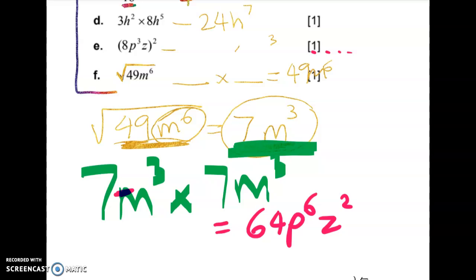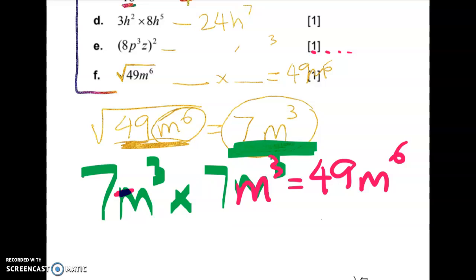Well, first of all, I should change my pen, shouldn't I? There. Well, I get back to 49m to the power of 6, right? Which is exactly what I'm after. So the rule in general when you're square rooting is that you take the square root of the number, but then you halve this power, right? You don't take the square root of 6. Okay, I feel like I'm going pretty slowly. I'm going to speed up a little bit.